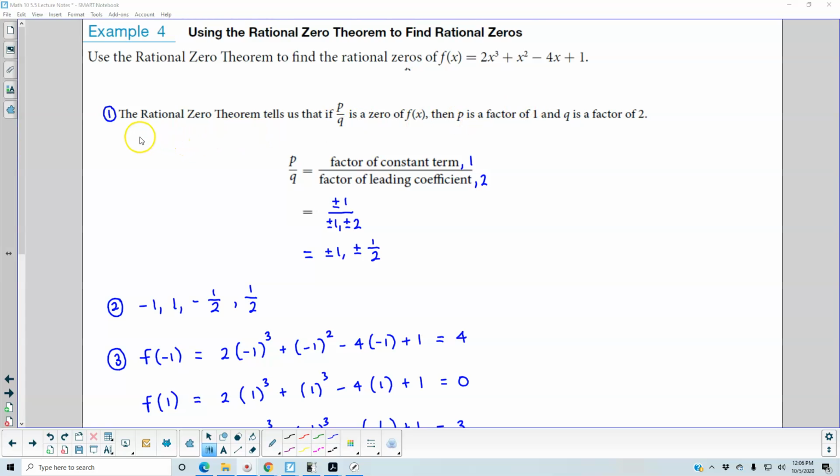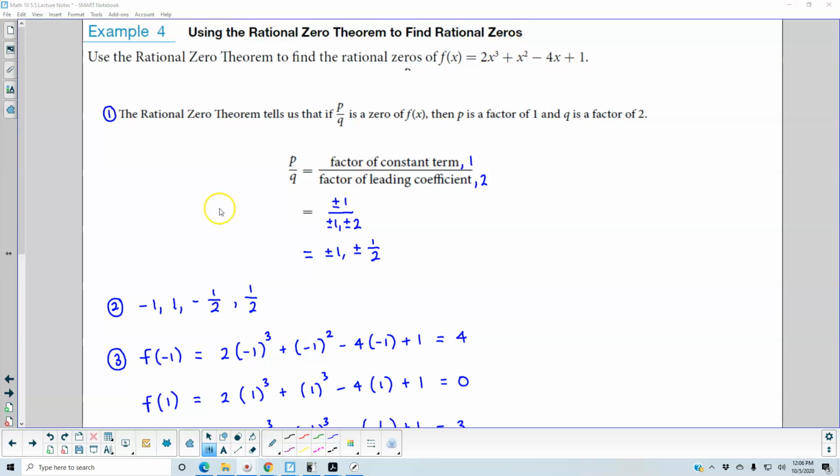So, in step number 1, the rational zero theorem tells us that if p over q is a zero of f of x, then p is a factor of 1 and q is a factor of 2. So p is the factor of the constant term 1, and q are the factors of the leading coefficient 2. So we have plus or minus 1 in the numerator. In the denominator we have plus or minus 1 and plus or minus 2. So that means we're going to have plus or minus 1 and plus or minus 1/2 as possible rational zeros of this function.